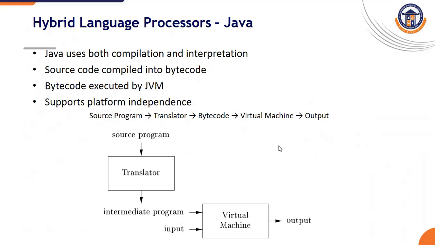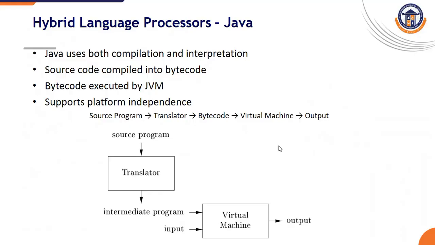Java uses this hybrid language process. So Java compiler performs both compilation and interpretation in a single phase. The source code is compiled into bytecode. This bytecode is executed by Java virtual machine. So this Java virtual machine supports platform independence, so it can be executed on any platform.